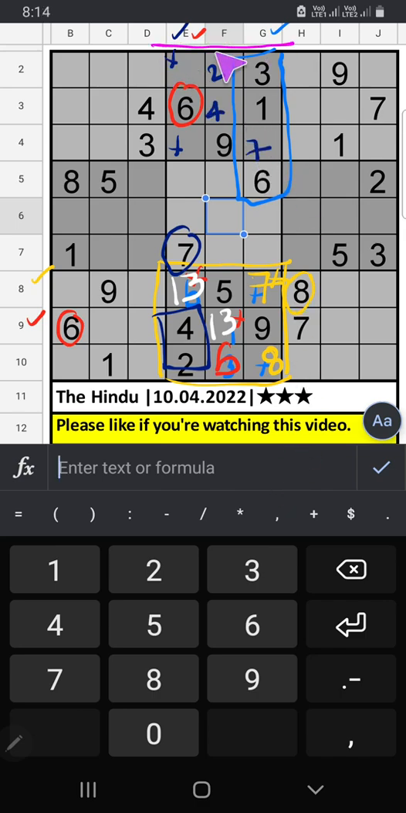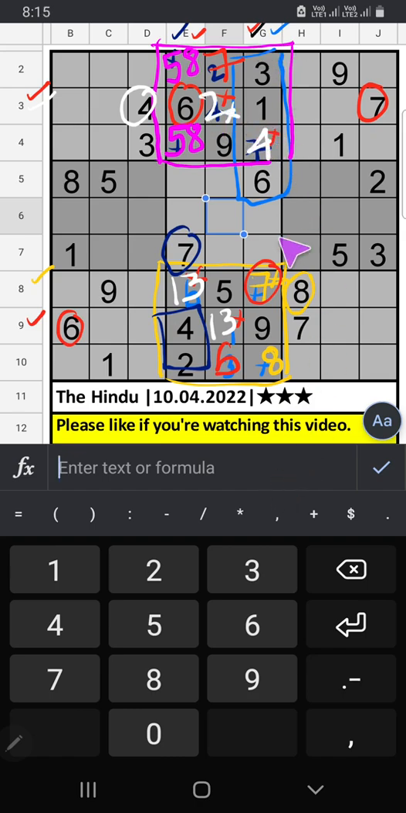Then 7th grid, only 2 numbers are remaining, 5 and 8. It will come in one of the cells. We will confirm later. Column G and 3rd row, we have 7. So 7 can't come in these cells. Then 7 is confirmed here. Then 2nd grid, only 2 numbers are remaining, 2 and 4. 3rd row, we have 4. So 4 can't come in the cell. 4 is confirmed here. Then 2 is here.